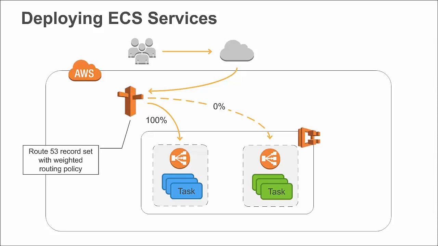So at first, all requests go to the blue service as per Route 53's record. And then you can set up a new version of your service and have it run in the same cluster. When the green service is up and running, you can switch the weight to go 100% to green instead.